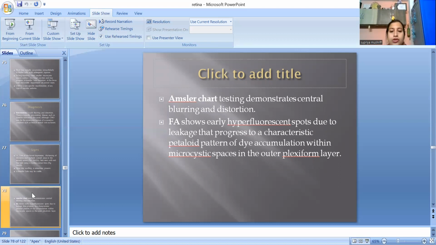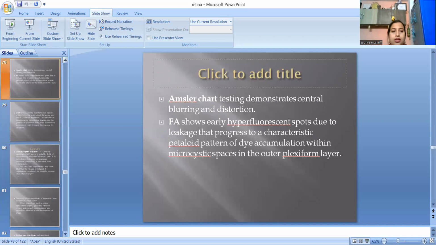On fluorescein angiography, the characteristic feature of cystoid macular edema is early hyperfluorescent spots due to leakage that progress to a characteristic petalloid pattern of dye accumulation within the microcystic spaces in the outer plexiform layer. This is the characteristic feature of cystoid macular edema in FFA.